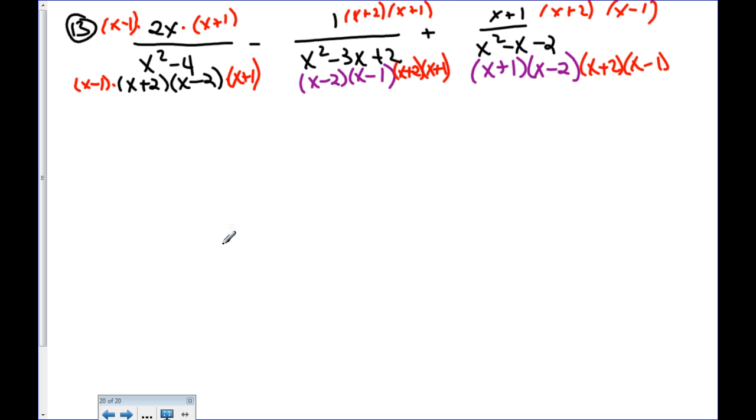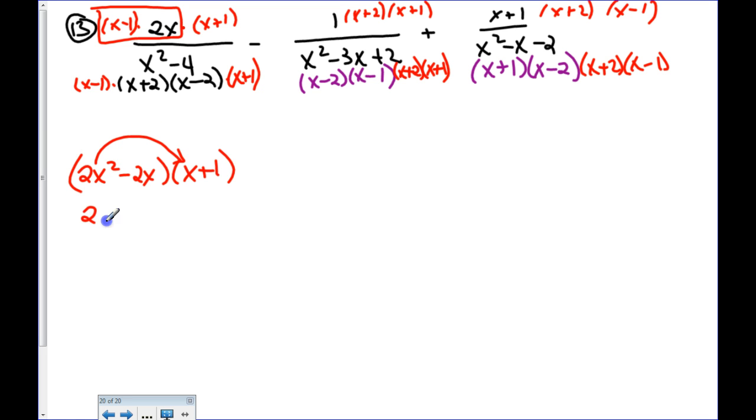So, we know what we need to multiply by, now we just got to do the mechanics of it. So this first one, we've got 3 terms that need to be multiplied. So what I'm going to do is go ahead and put these two together first. So 2x times x. 2x squared minus 2x. And I still need to multiply that by x plus 1. So you can FOIL that. That would be 2x squared times x, which is 2x to the third. 2x squared times 1 is 2x squared.